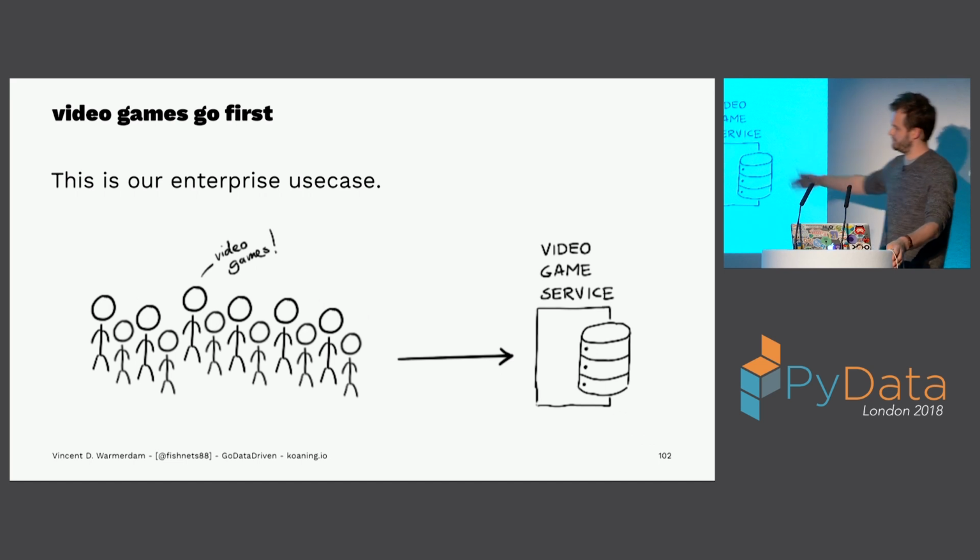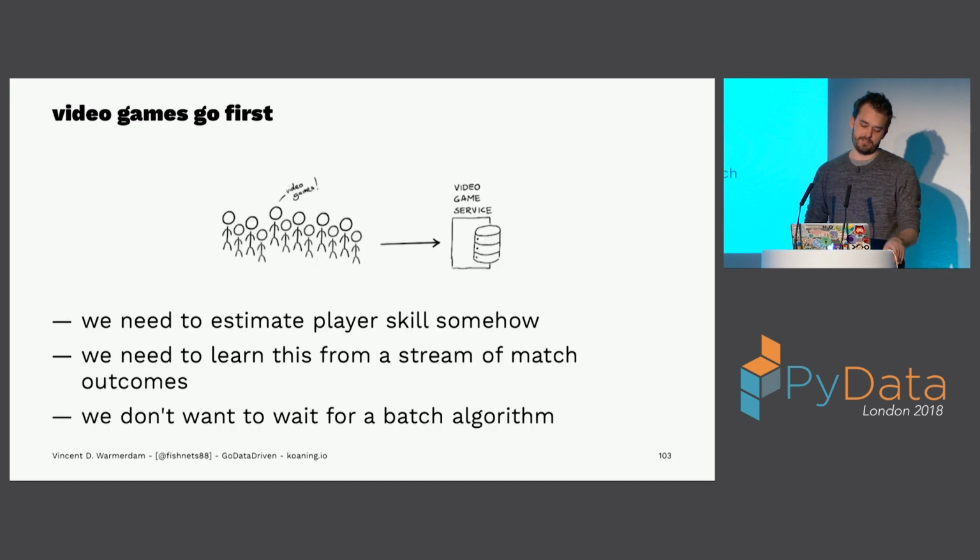We have a video game service, and people are in a queue. The problem with this situation is that whenever people are in a queue and they want to play a video game, they probably want to play a video game against someone of the same skill. It super sucks if you're super good and you're playing against a total noob. It also super sucks if you're the total noob getting his ass whooped. So we need some way to estimate player skill.